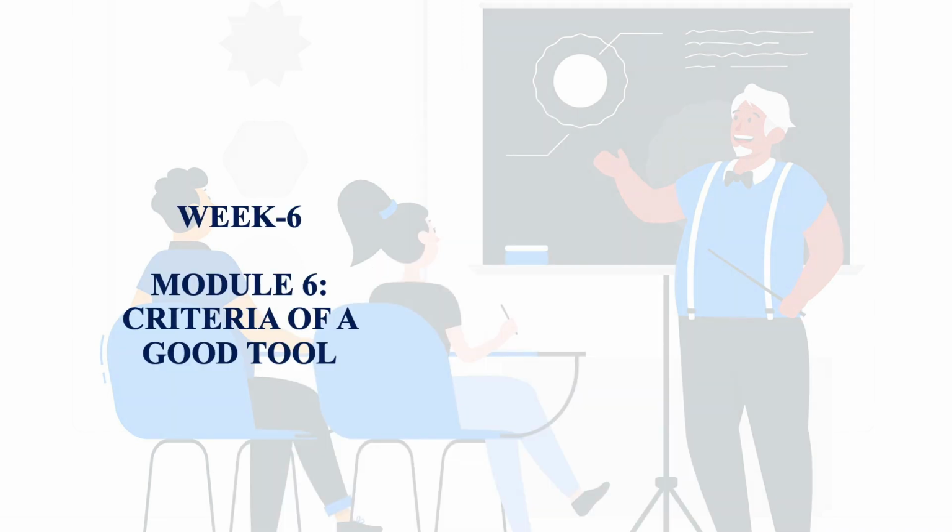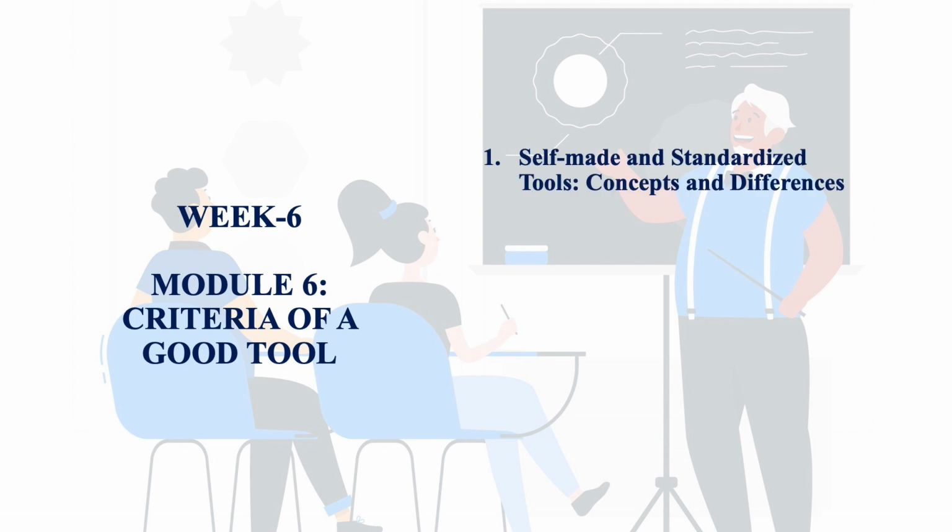As you know, in our online course BES 1 to 7 assessment for learning, presently we are in the 6th week. Now we are studying the 6th module. The title of the module is criteria of a good tool, and in this module 3 video lessons are there. First is self-made and standardized tools, its concept and differences, we have already discussed. And the second video lesson, that is reliability as a criteria of an effective tool.